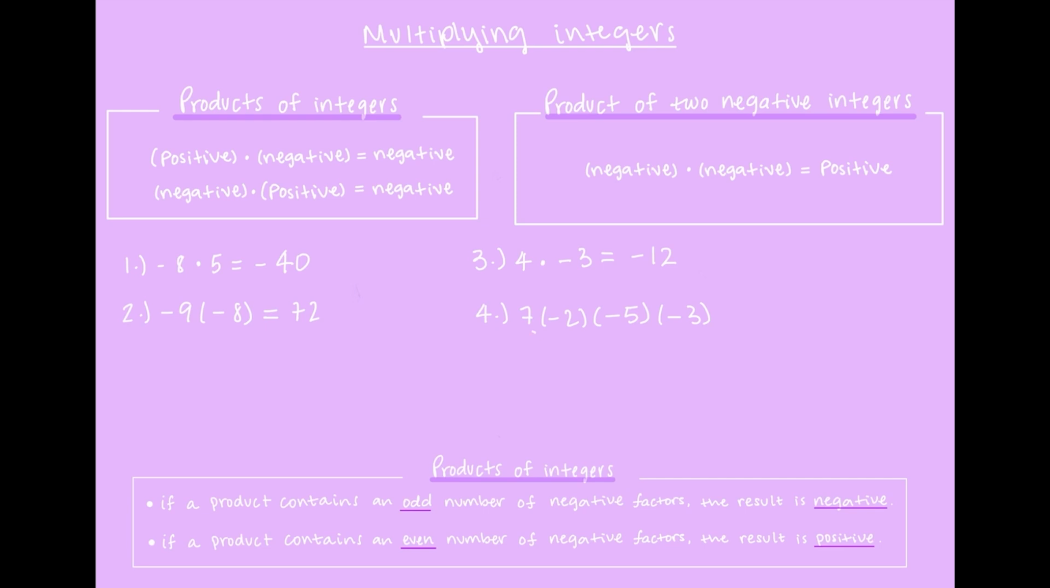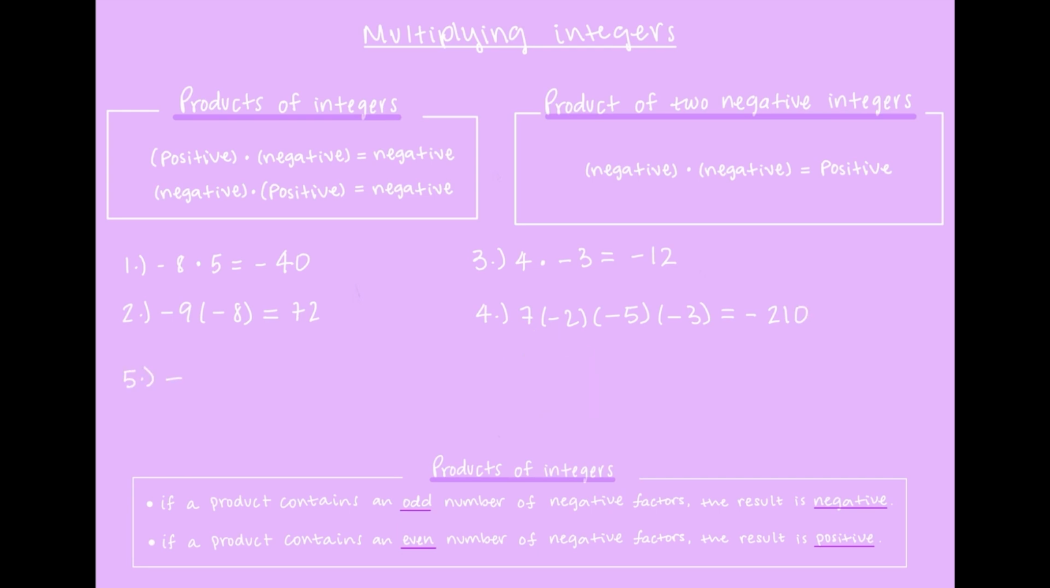Let's start by multiplying the first two numbers, 7 and negative 2. We get negative 14. You then multiply this by the following number, negative 5. Since both values are negative, our answer is positive 70. Lastly, we multiply 70 by negative 3. So our final answer is negative 210.